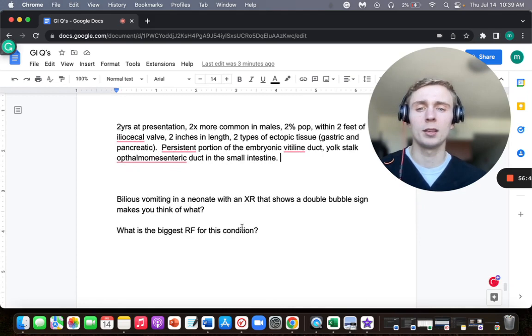Okay, next one. Bilious vomiting in a neonate with a chest x-ray that shows a double bubble sign. Makes you think of what? Or an abdominal x-ray. Again, bilious vomiting, neonate, so right after they're born, they have a double bubble sign. What is a double bubble sign? What are the biggest risk factors for this condition?